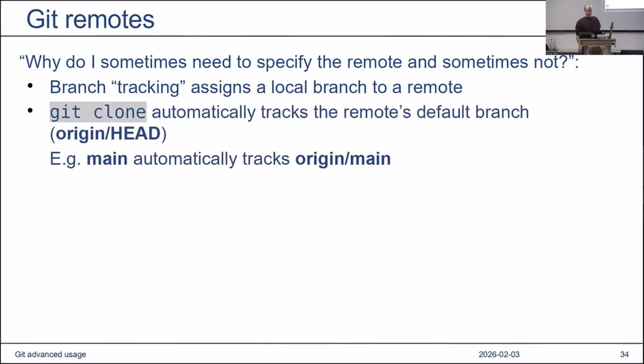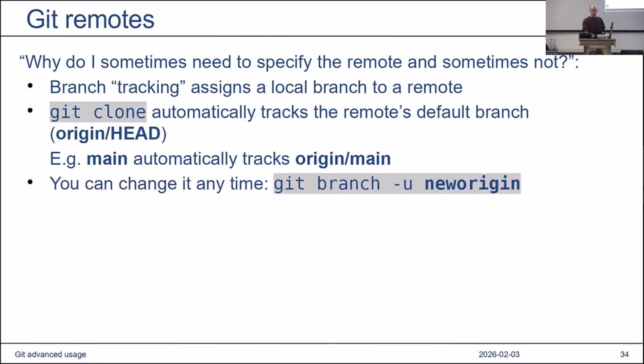And basically, when you do a git clone, it automatically tracks the upstream default branch. Origin HEAD is a fancy way of saying, oh, this is the default branch of a certain repository. You can probably ignore that. For example, if you have some repository on GitHub with a main branch and you do a git clone, it will automatically track origin main, which is just a convenient thing.